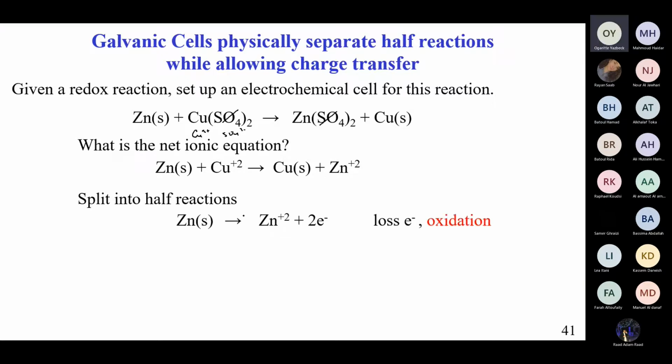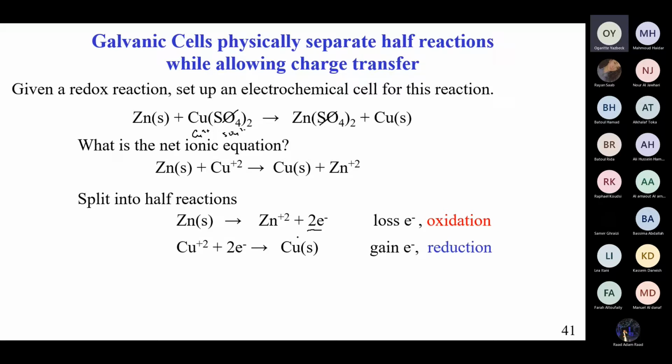Let's split the two half reactions, the zinc together and the copper together, and balance the reactions. Okay, zinc is already balanced. Let's balance the charge, plus 2 electrons on this end. So the zinc is becoming more positive, so it's the oxidation, and we can see that electrons are lost as they are on the product side.